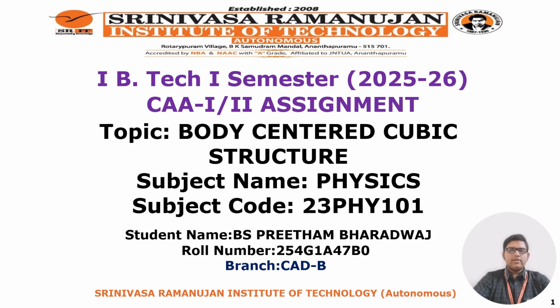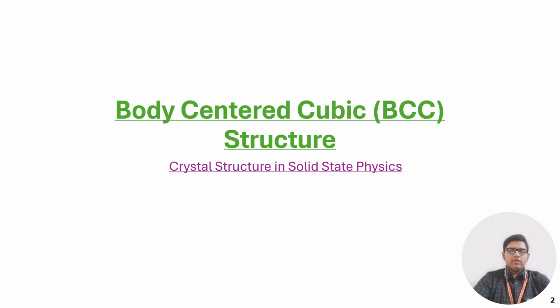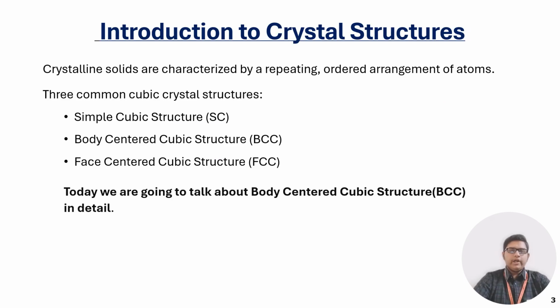Today the topic we are going to discuss is the body-centered cubic structure. It is a subtopic which comes under crystal structure in solid state physics. Introduction to crystal structures. Crystalline solids are characterized by a repeating, ordered arrangement of atoms. That is, the crystals are formed by the arrangement of atoms repeatedly in an ordered manner. So the three common cubic crystal structures we see are the simple cubic structure, the body-centered cubic structure, and the face-centered cubic structure. Today we are going to talk about the body-centered cubic structure in detail.